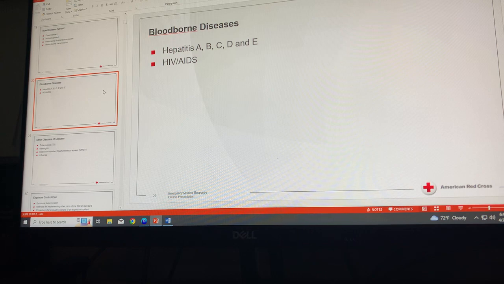Okay, so the final one, hepatitis E here. Hepatitis E is caused by the hepatitis E virus, HEV. It is commonly transmitted via the fecal-oral route and is associated with ingestion of drinking water contaminated with fecal material in countries with poor sanitation. It occurs primarily in adults.